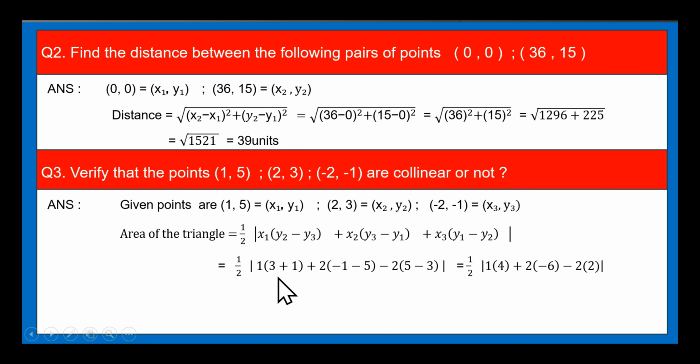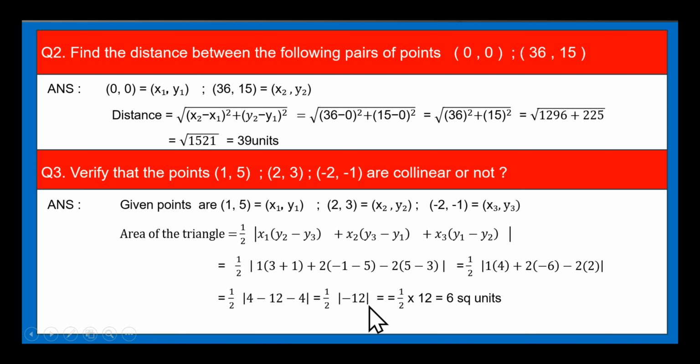Now let us simplify this. This is half modulus 1 into what is 3 plus 1? 3 plus 1 is 4. 1 into 4 plus 2 into -1 minus 5 is -6. -2 into 5 minus 3 is 2. Half modulus 1 into 4 plus 2 into -6 minus 2 into 2. This is equal to half modulus 1 into 4 is 4, plus 2 sixes are 12 with minus sign, and minus into plus is minus, 2 2s are 4. The plus 4 and -4 cancel, and we have half modulus -12.